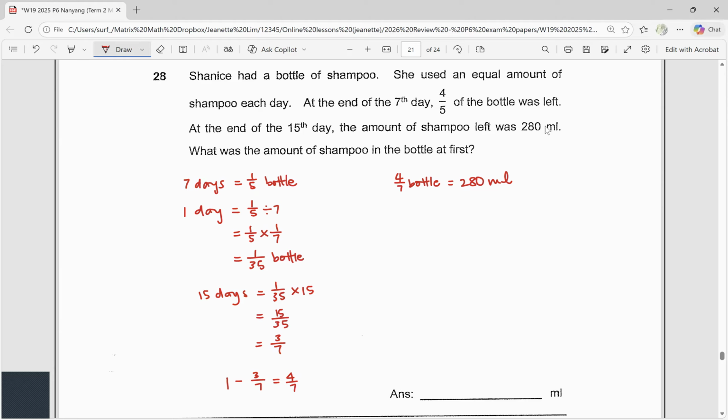We are supposed to find the amount at first, so the whole bottle. So we find 1/7 of the bottle. We'll divide it by 4, which is 70. The whole bottle, 7/7 of it. So 70 ml times 7. 490 ml. Okay, so that's the answer. 490 ml is the whole bottle of shampoo.